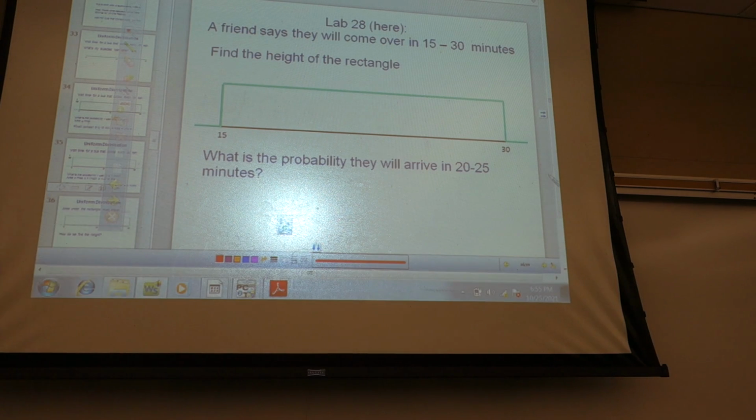Okay, let's do the second part before it all goes away. So my distance from 15 to 30 is what? 15. So that means my height has to be what? 1 over 15. Has to be the reciprocal because you multiply them, you have to get 1. So what's the probability they'll arrive in 20 to 25 minutes? Everybody take a couple minutes and sort that one out.